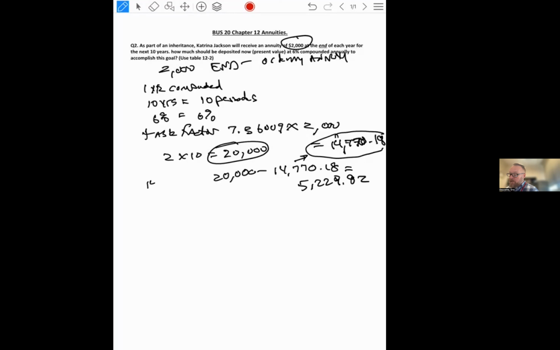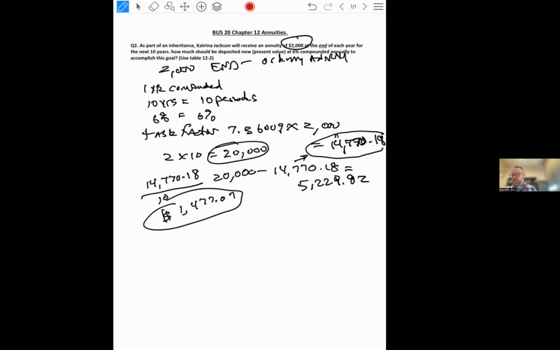Or if you want to figure out how much she needs to put in every year, you would take the 14,770.18. That's how much she needs to put in, and divide that by 10, because she's doing it 10 times, once every year. Divided by 10 equals $1,477.07. So that means every time that she makes a deposit into her annuity over the 10 years, at the end of each period, each year, she's asked to put $1,477.07 to give her in the end the $20,000 that she's going to need.